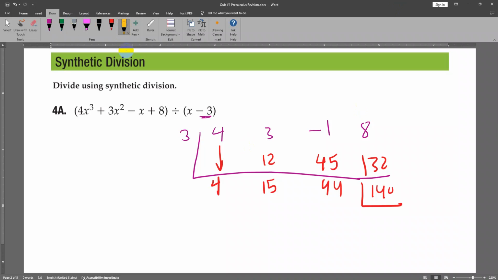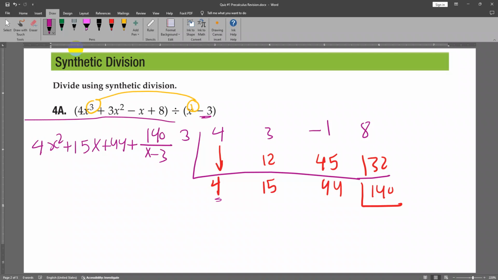So how to write the answer? Let's compare the degrees. Here's 3, here's 1. Let's get their difference. It's 2. So the answer will start with power 2. So it's 4x power 2 plus 15x plus 44. Do you remember what we'll do with the remainder? Put it up and the divisor down, and we're done. This is the full answer.